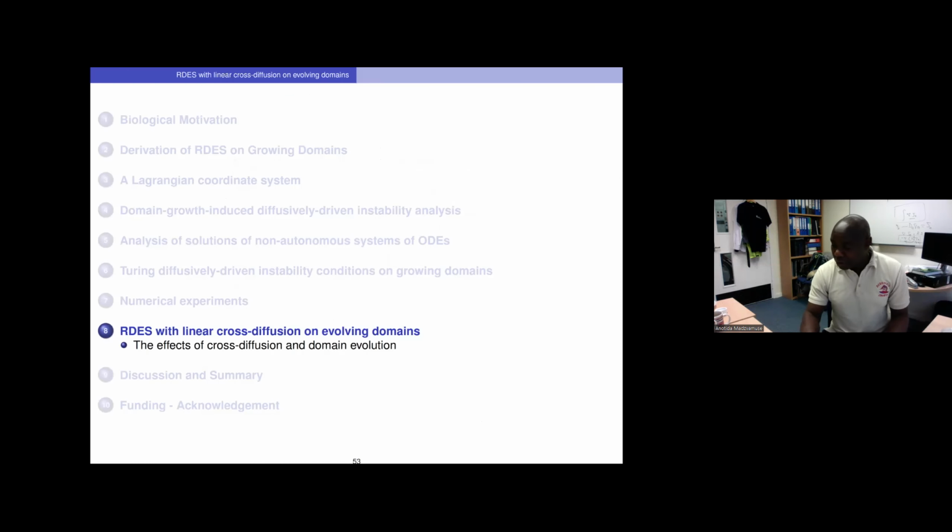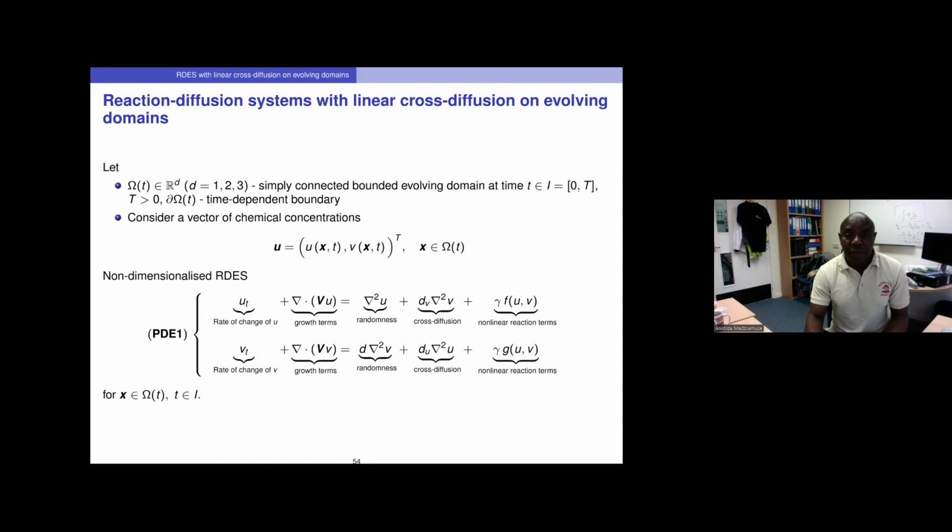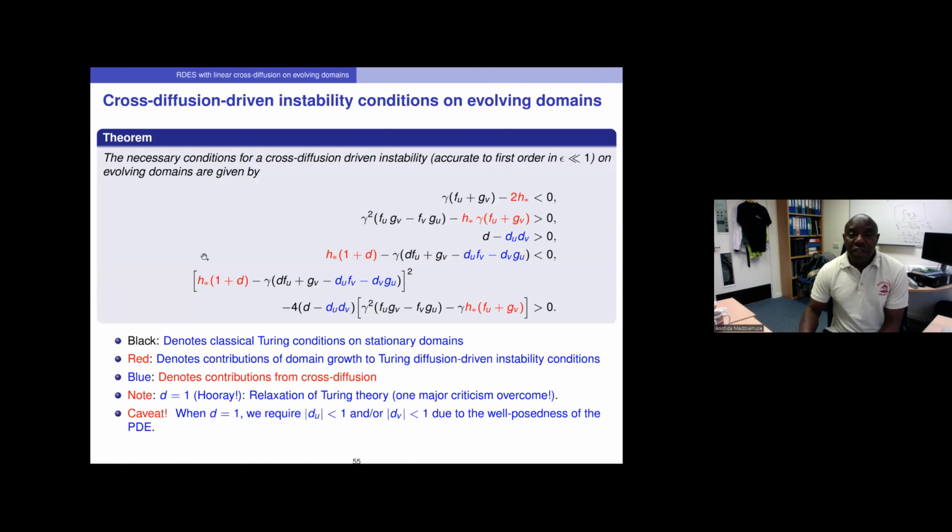For the cross-diffusion, I think I have time. Now I introduce cross-diffusion here. It's a linear cross-diffusion with these terms. Again, it's non-dimensionalized. The rest of the model is exactly as before. I have dv and du, which are non-dimensionalized cross-diffusion rates or diffusion coefficients. That's the only difference. The theorem is exactly the same, but now I introduce in blue those terms that arise due to cross-diffusion.